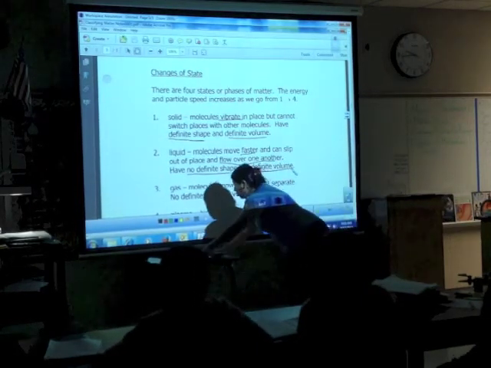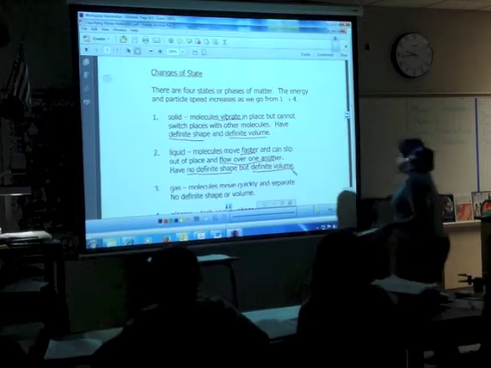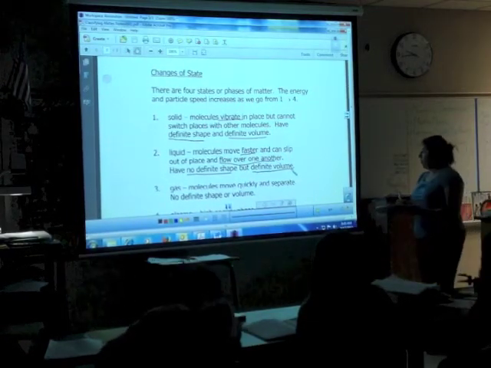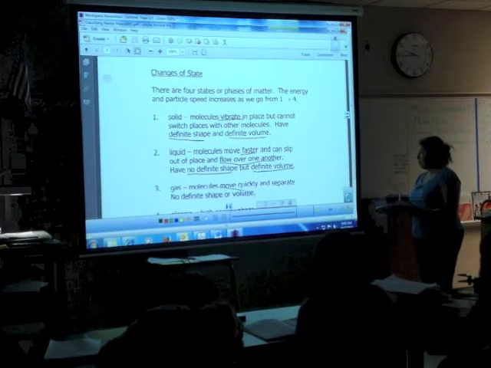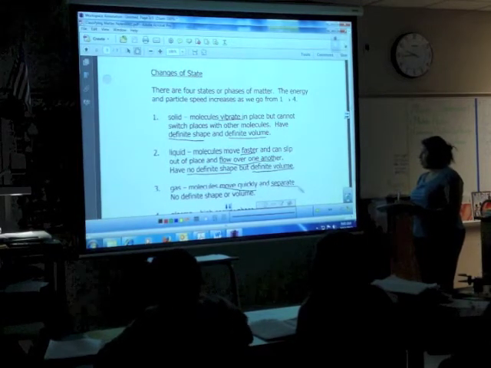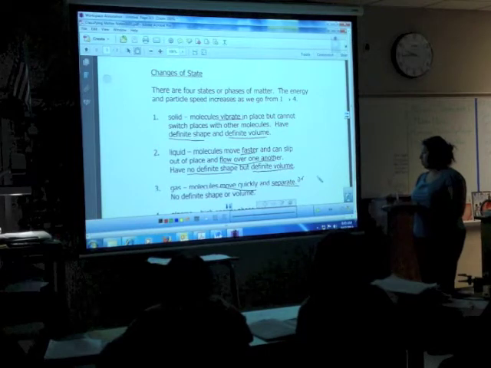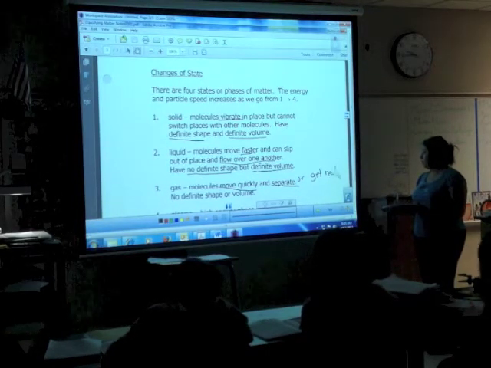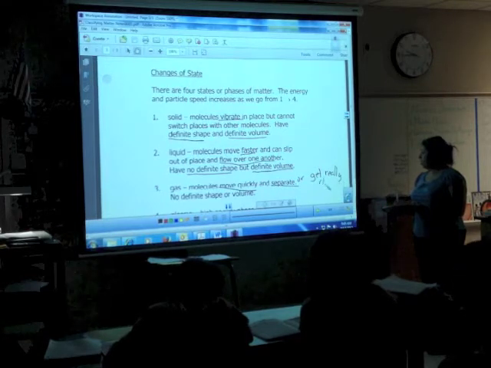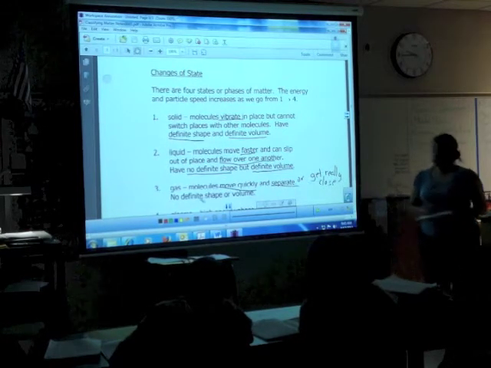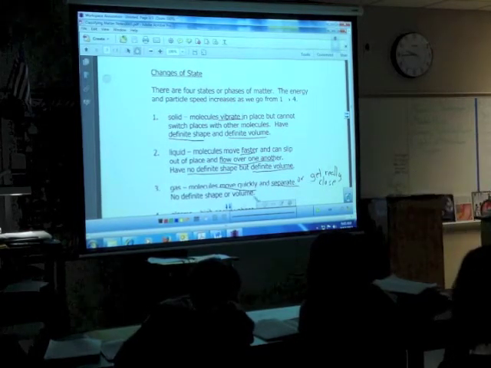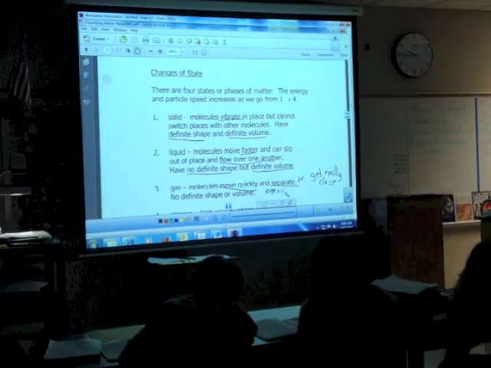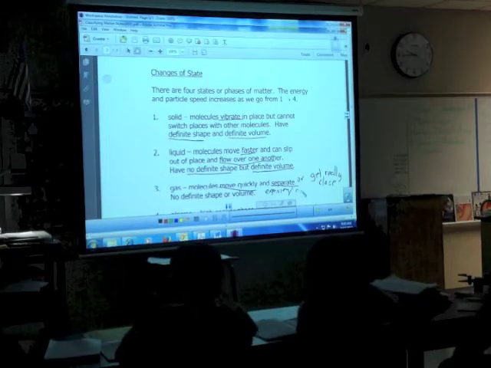We're going to a gas. A gas has molecules that move very, very quickly. Okay, and they can separate or get really close, depending. So basically, in a gas, you have something called expansion or compression.